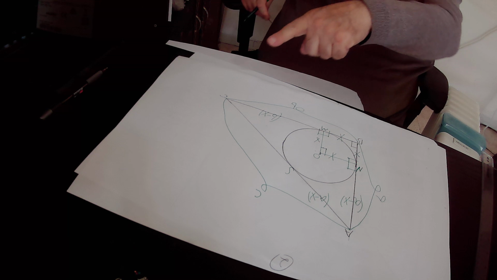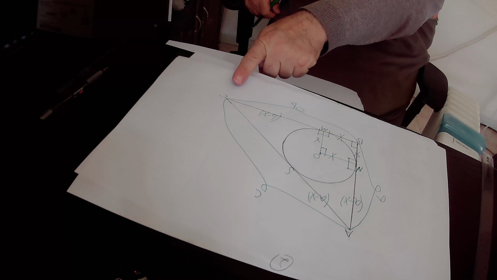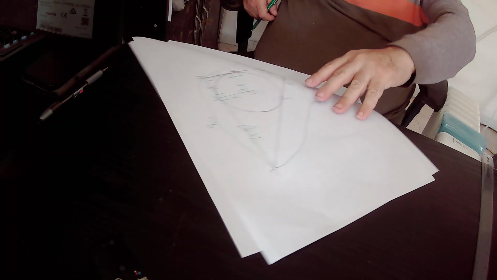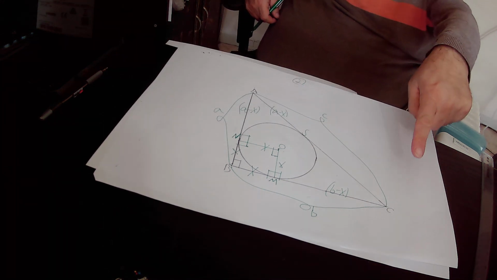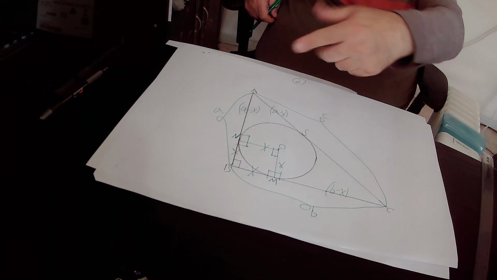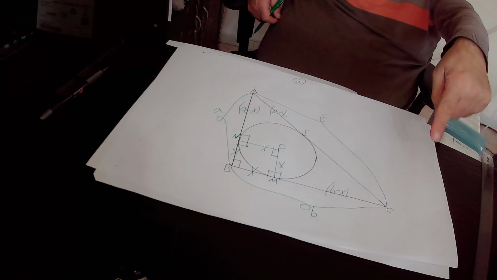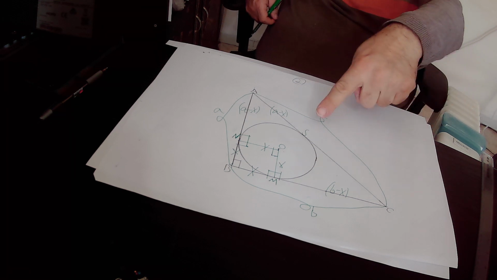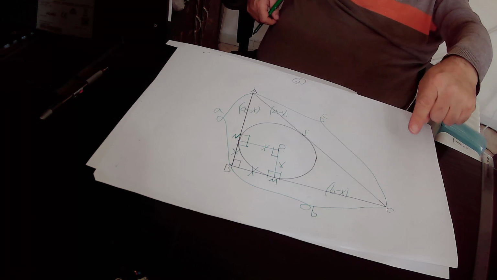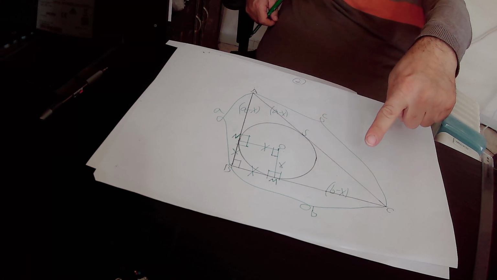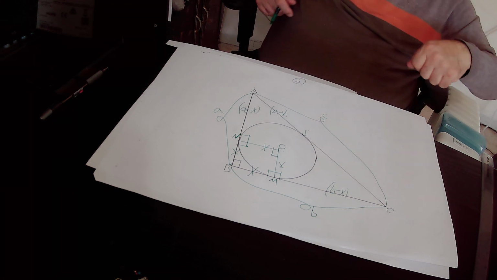So we focus on the common external point C. From the common external point C, we have two tangents to this circle, tangent CM and tangent CS. And according to rule number 2, they must be equal to each other. That is to say, CM equals CS. But CM is b minus x, therefore CS must also be equal to b minus x.